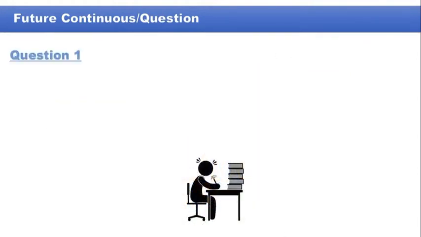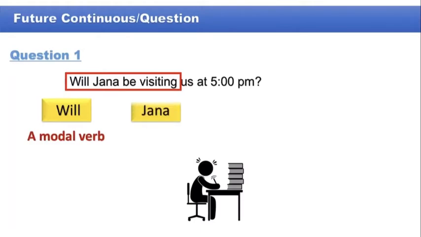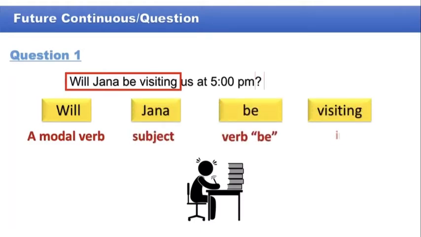Future continuous. Question. Question 1. Will Jana be visiting us at 5 p.m.? Will is a modal verb. Jana is the subject. Be is verb to be. Visiting is verb ing.